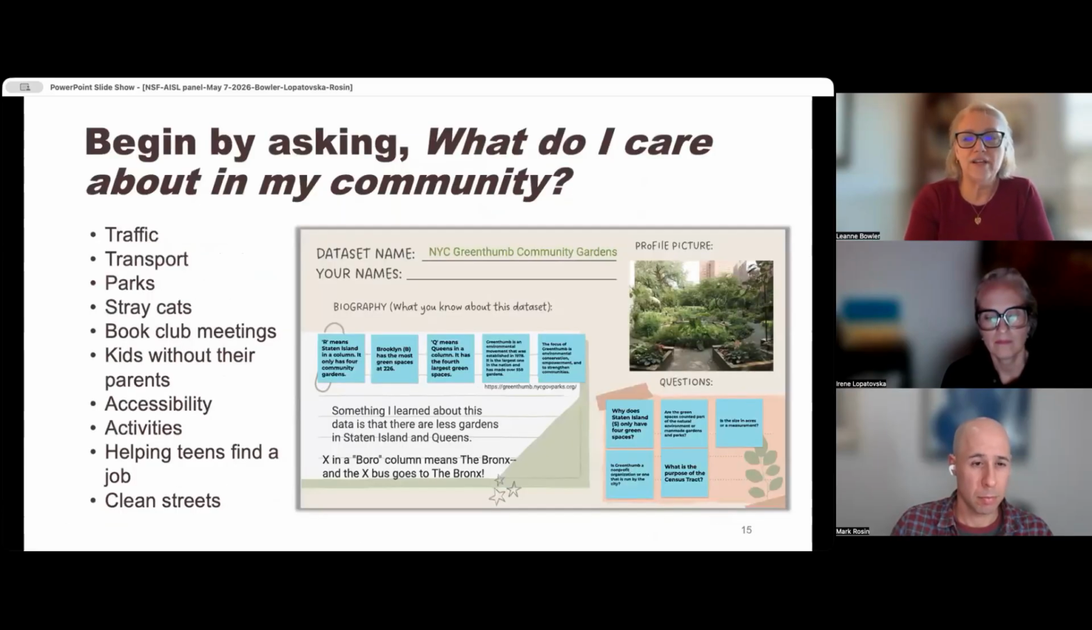And then on the side of civic data, we practiced something we called interrogating data, and it was a multi-week development. We began by asking the teens, what do I care about in my community? And they came up with some topics. From that, we all looked for data sets, and then we explored, using this interrogation tool here. Here's one data set, the NYC Green Thumb Community Gardens. The questions are where some of the critical thinking arises. They looked at the data, and one teen asked, so why does Staten Island only have 4 green spaces and other places have more?